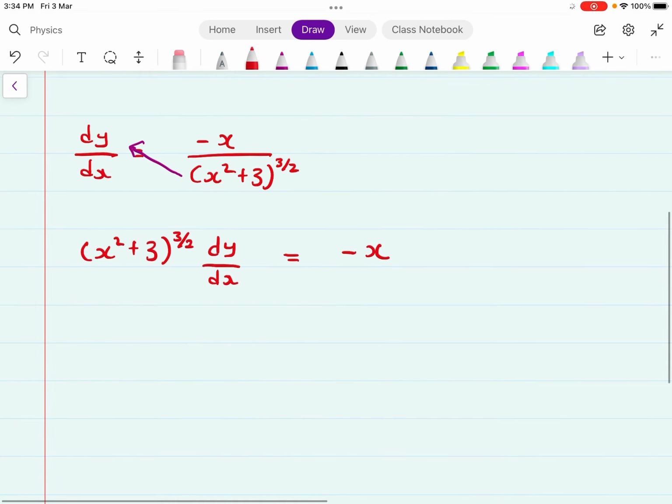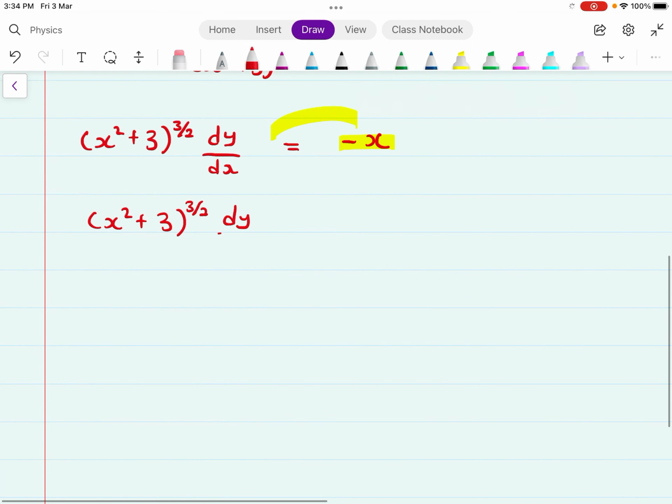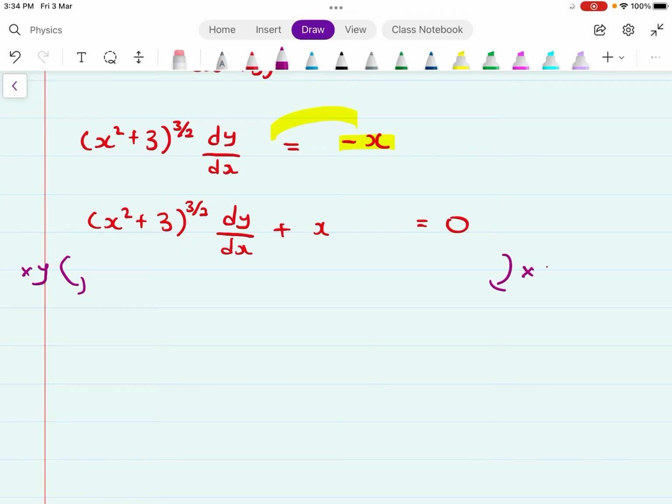Okay, so now I want to bring the negative x to the left hand side also. So it's plus x already. So (x squared plus 3) to the power of 3 over 2 times dy/dx, plus x is equal to 0. So of course the last step is actually to multiply y on the left and right hand side. So you multiply by y and you multiply by y.